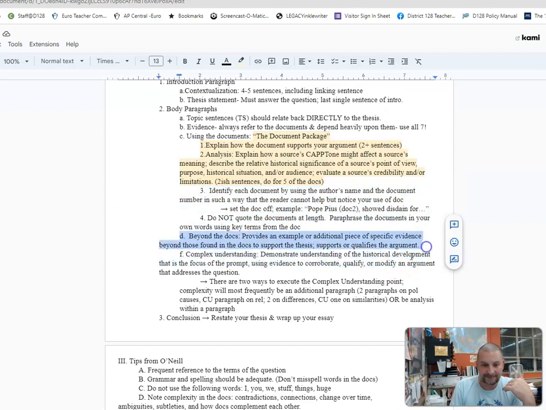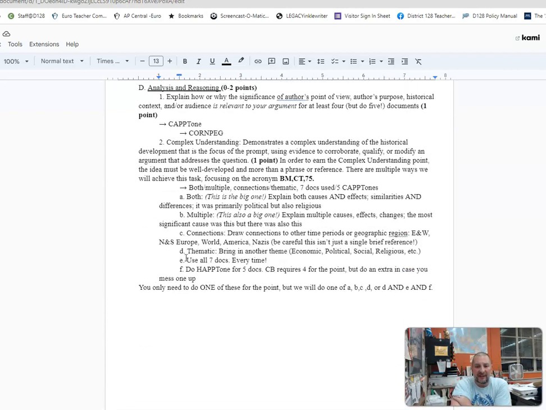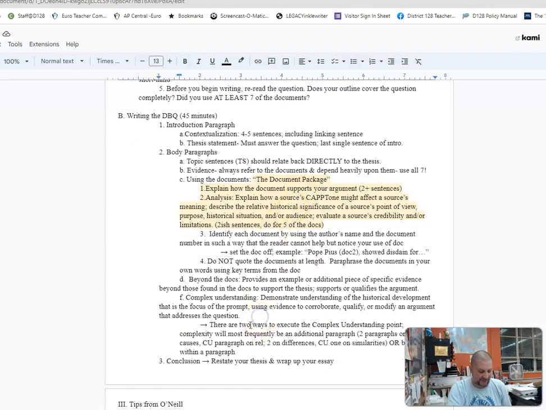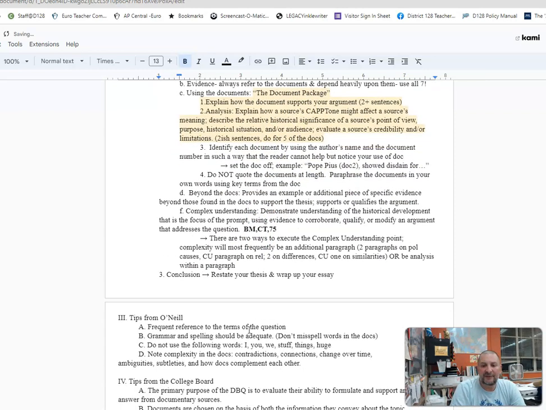And then lastly, this is complex understanding. The way to do complex understanding, again, we talked about is our little awkward acronym, BMCT75. And there are 2 ways to execute this. It will most frequently be in additional paragraphs. So if the question is, was the 30 Years' War more political or more religious? You're going to have 2 paragraphs on political, and then one of your paragraphs is going to be a complex understanding paragraph on how it was religious.